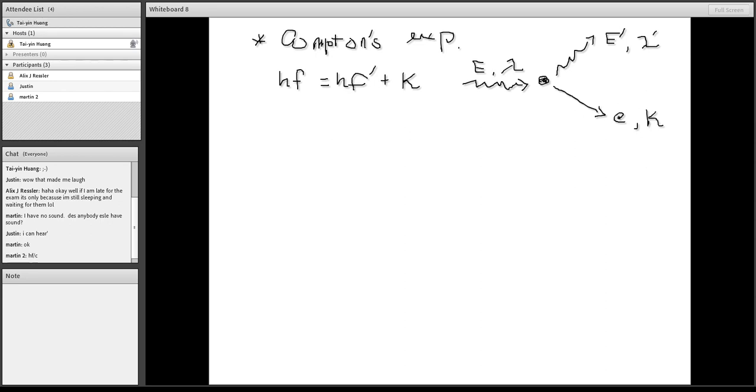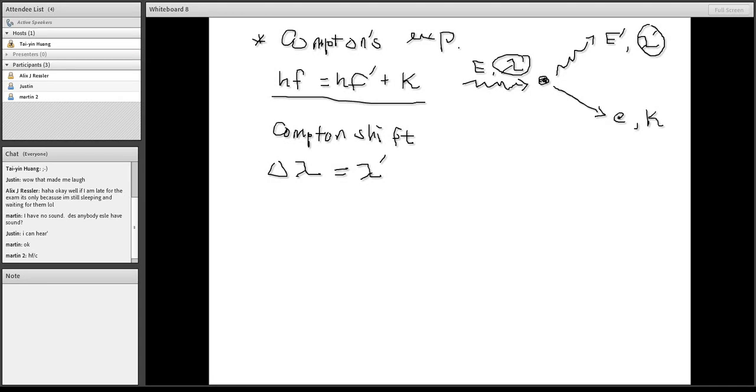So this is based on conservation of energy: hf is equal to hf prime plus K. What's going to happen is that there is a wavelength shift, because the outgoing photon has a wavelength lambda prime. The shift we call the Compton shift, delta lambda, and it can be calculated in the following manner. If you know lambda prime, then by taking the wavelength of the outgoing photon minus the wavelength of the incident photon, that gives you the Compton shift.